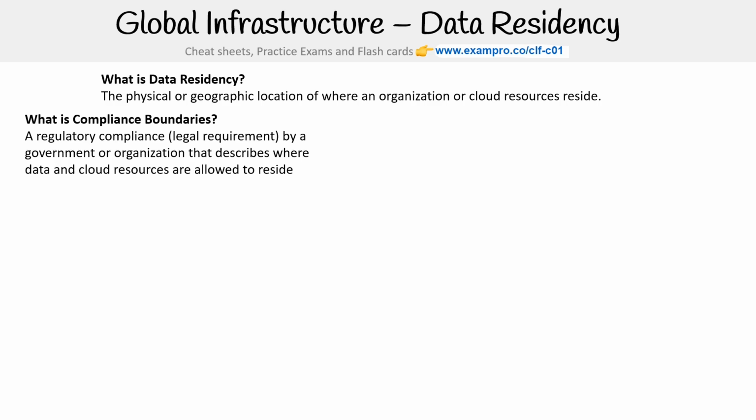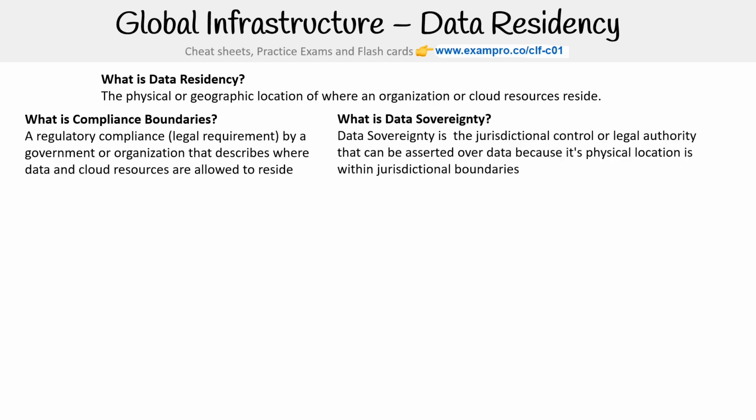And then you have the idea of data sovereignty. Data sovereignty is the jurisdictional control or legal authority that can be asserted over data because its physical location is within a jurisdictional boundary. The reason we care about this is that if we want to work with the Canadian government or the US government, and they say, if you want to work with us, all the data has to stay in Canada, you need to give them that guarantee.